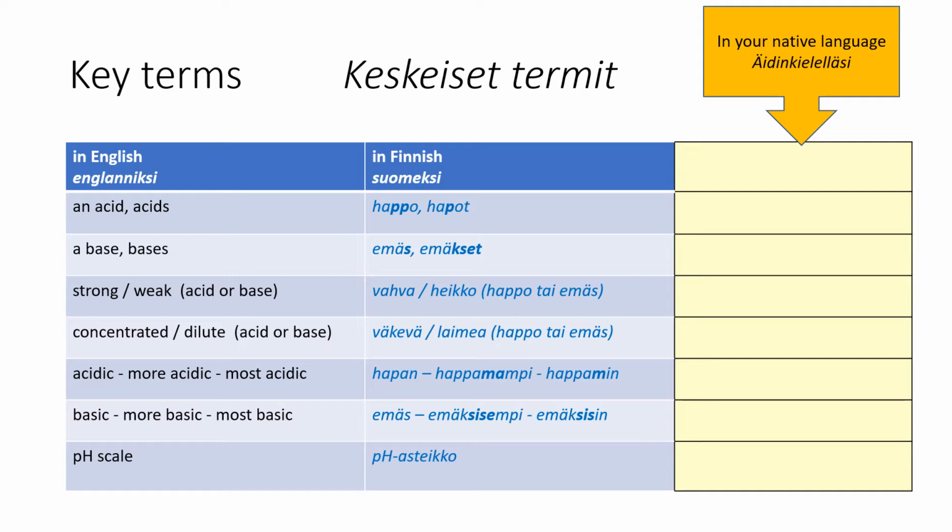First, you need to learn about what makes an acid an acid. And what makes a base a base? What does it mean for something to be acidic or basic? What does the pH scale tell us?